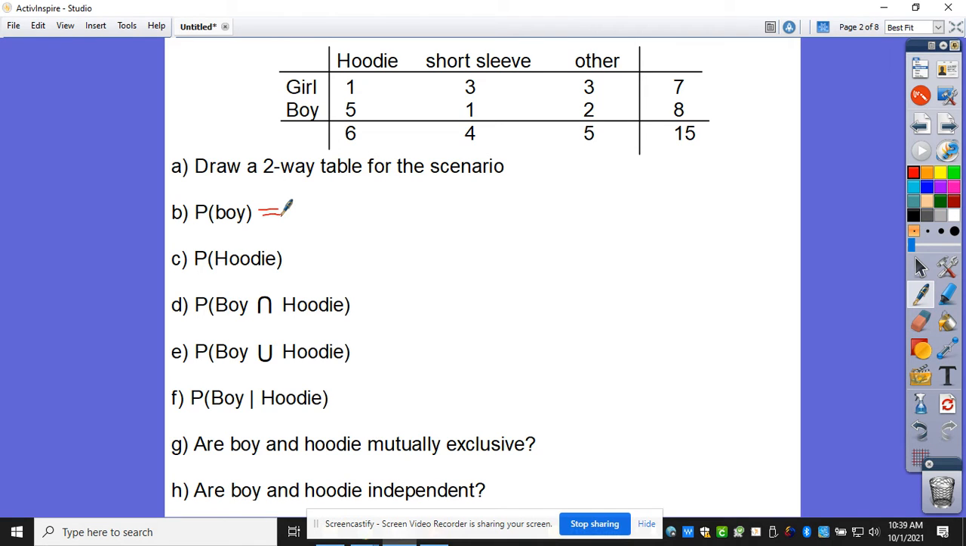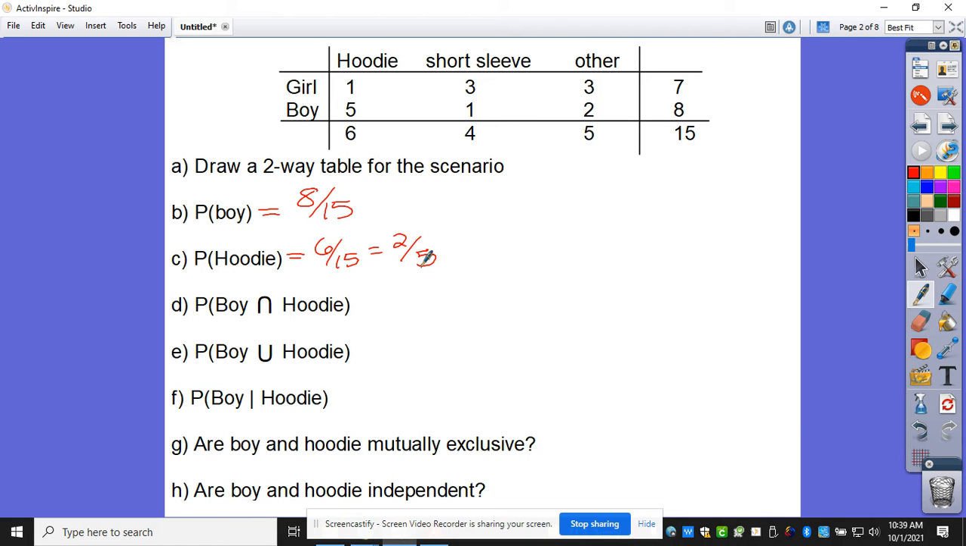For probability of boy, what do you have? That is a marginal probability. That one should be just looking at the chart and reading correctly. What is probability of hoodie? And I don't need to show any work for that because all I'm doing is reading the two-way table.